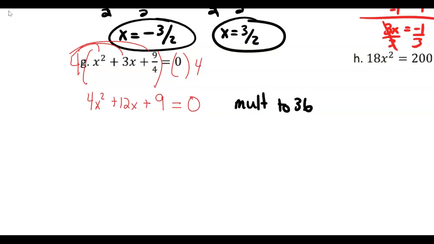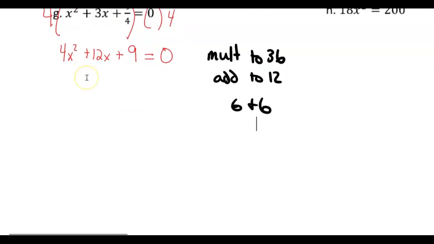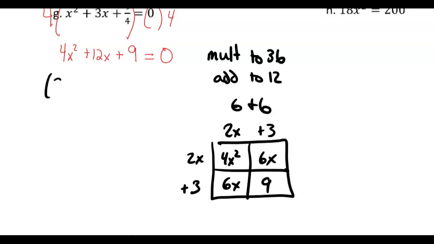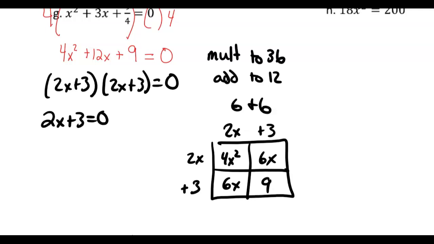So it multiplies to AC, adds to B. That's going to be 6 and 6. Because it starts with a 4x squared, not just an x squared, you need to go ahead and use the box. All right, 4x squared, the 9's here, and it's 6x and 6x. So factor out the GCF, the first row, that's 2x. The next row is positive 3. And this is 2x again, and this happens to also be 3. So this is another one where the factors are exactly the same. And remember, when that happens, just set each one equal to 0 and solve.